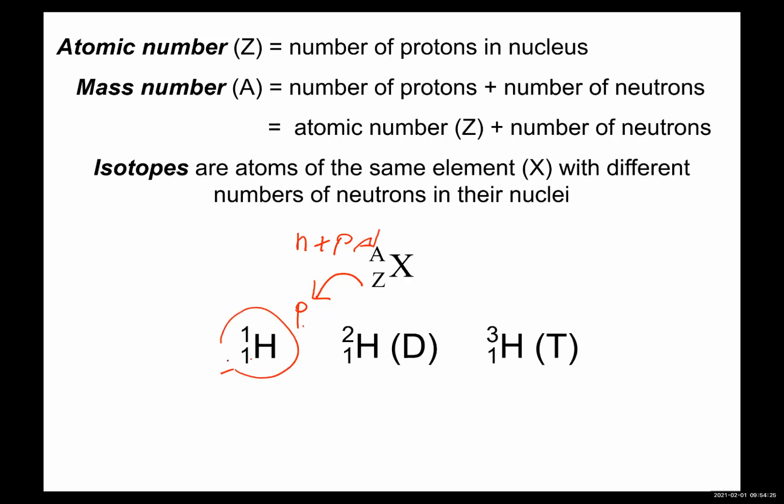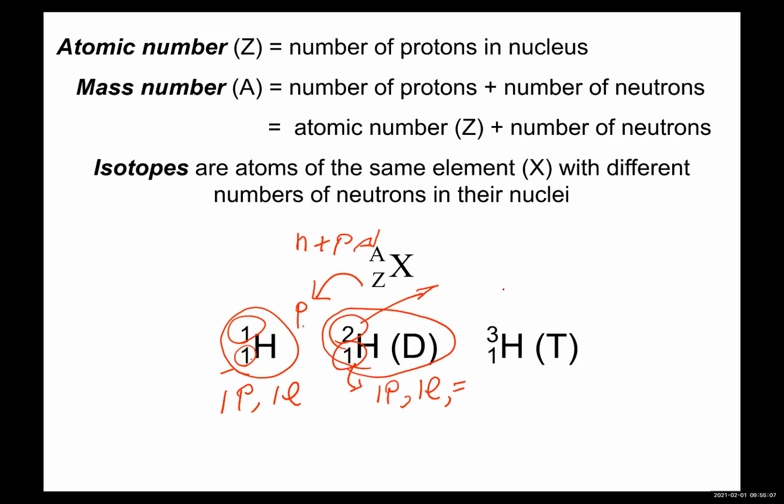So if I say hydrogen 1, 1, it means this hydrogen has 1 proton, 1 electron, and no neutron. Because I take the upper number minus the lower number, I get 0, no neutrons. And this is another isotope of hydrogen. It's a heavier isotope, as you see. The mass number is 2. And the atomic number is suggesting there must be 1 proton and 1 electron, and 2 minus 1, mass number minus atomic number, I'm going to get 1 neutron.